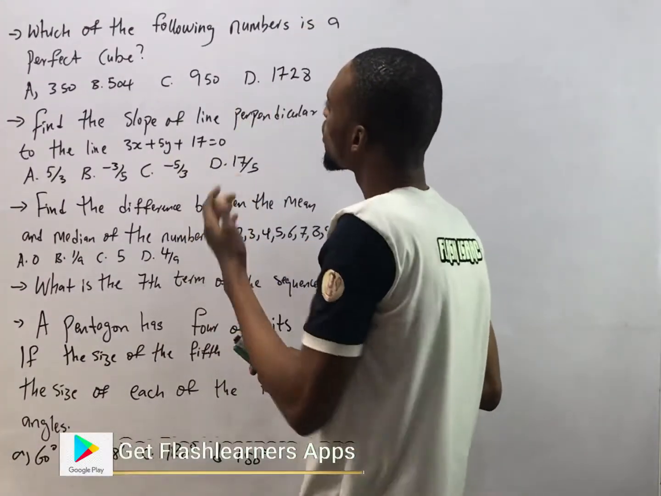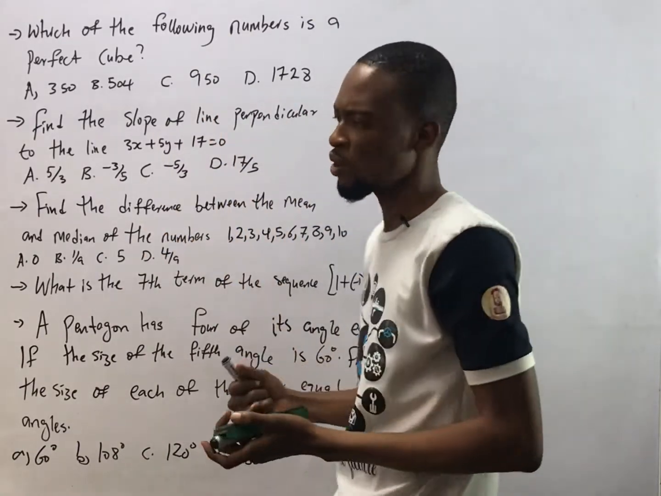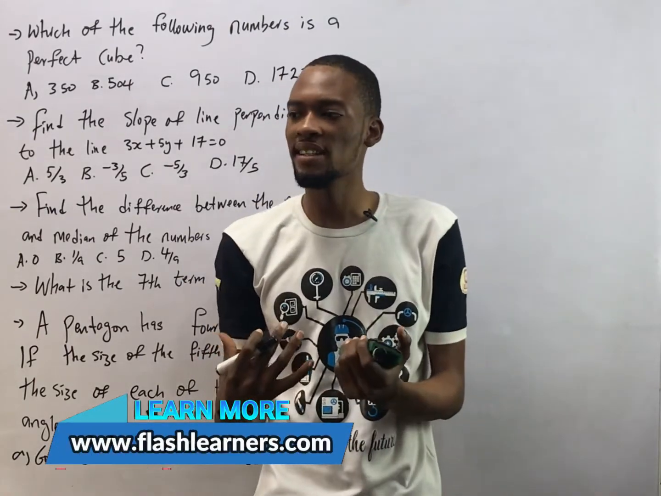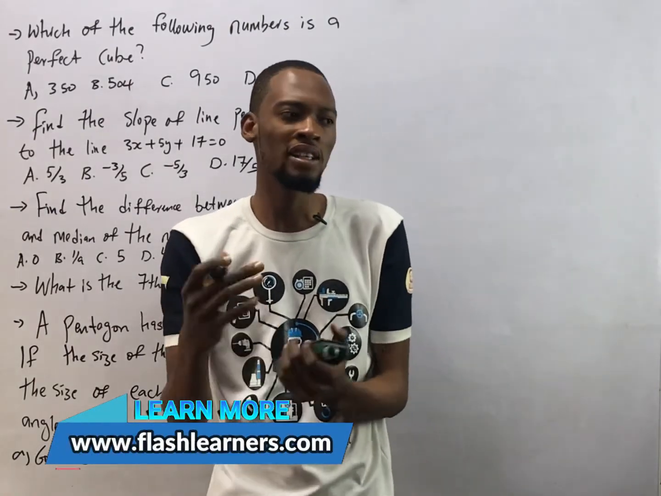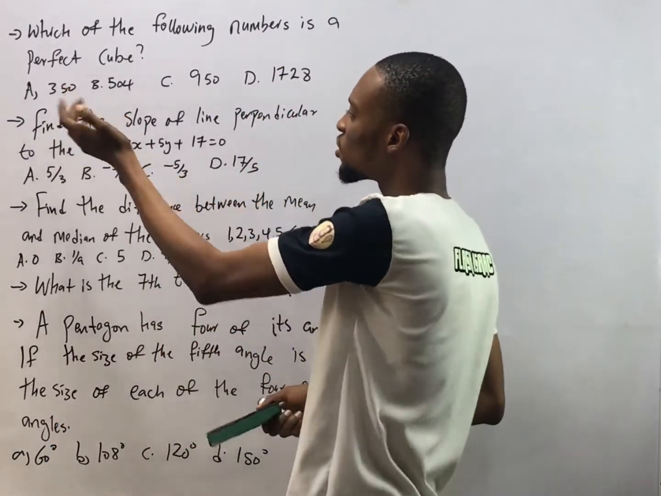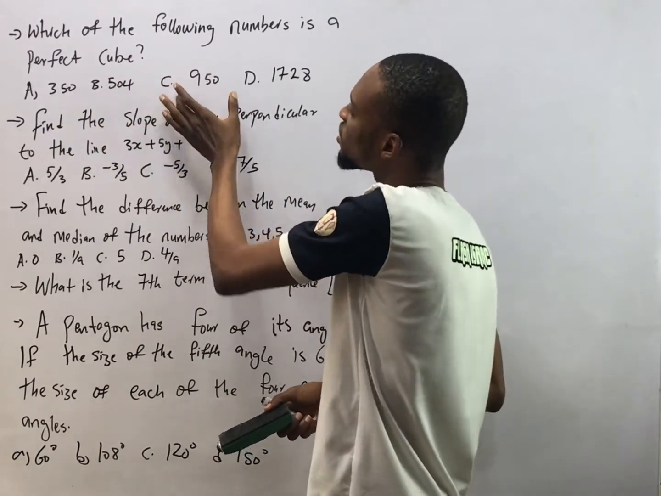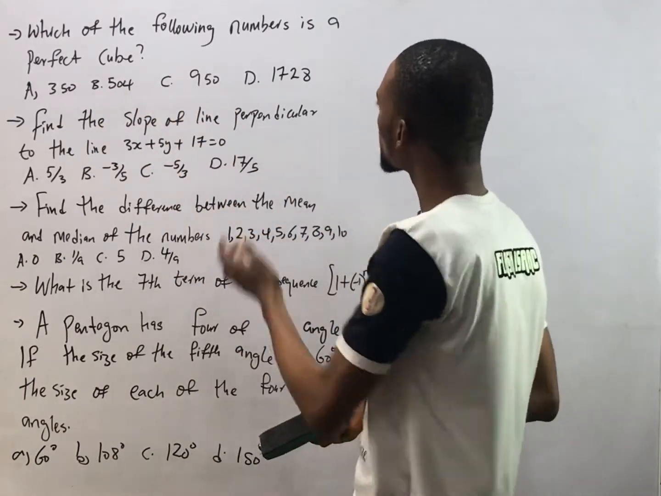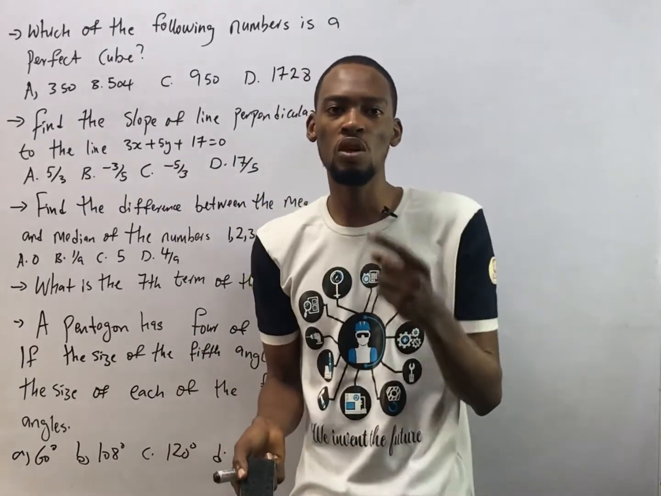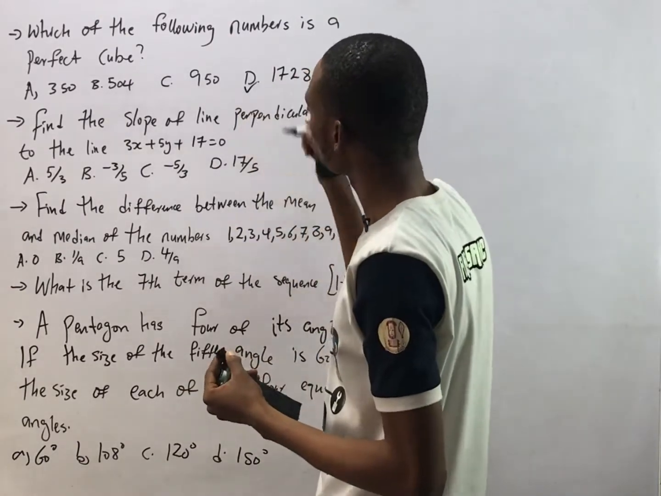This question says, which of the following numbers is a perfect cube? What is a perfect cube? A perfect cube simply means once you find the cube root of the number, it will give you a whole number. Looking for the cube root of this, you won't get a whole number. Cube root of this won't give you a whole number either. Cube root of this won't give you a whole number. But cube root of 1728 is 12. So 12 times 12 is 1728. So this is a perfect cube.